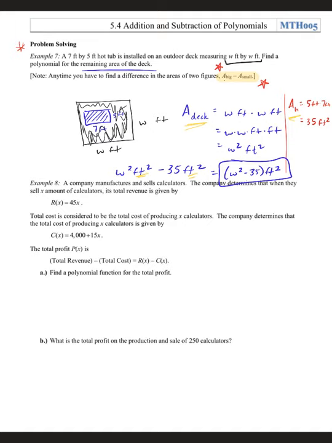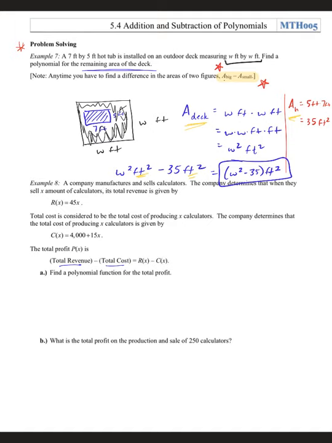Okay, the last example we have. Example 8. A company manufactures and sells calculators. The company determines that when they sell X amount of calculators, its total revenue is given by R of X equals 45X. The total cost is C of X equals 4,000 plus 15X. It also tells us that profit is found by taking the total revenue and subtracting the cost, which is R of X minus C of X. Part A says find a polynomial for the total profit.